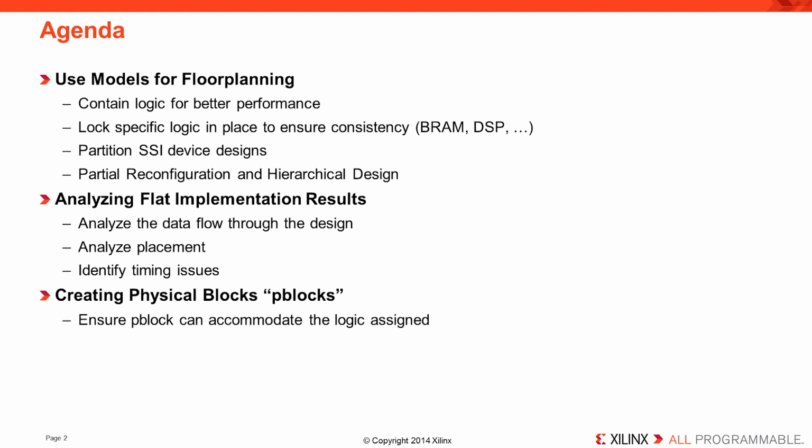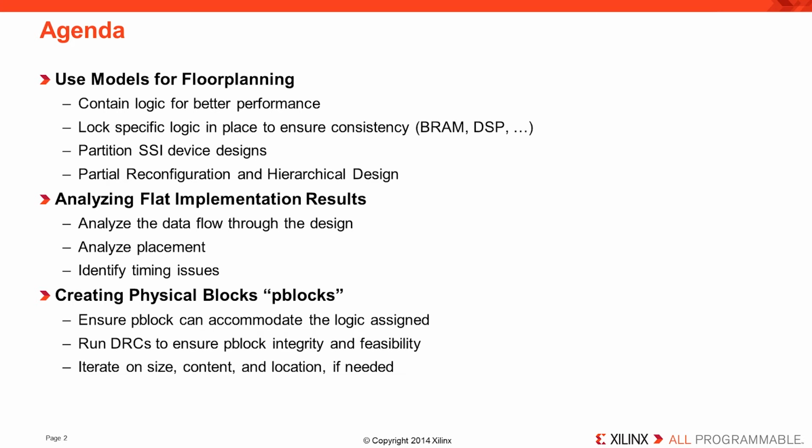We'll show you how you can use the P block properties to ensure that the size and shape of your P block can accommodate the logic you've assigned to it. There's a set of design rule checks that can be run to ensure your P block's integrity and is feasible for implementation. And often floor planning requires iterations on size, content, and location to meet timing. But once you've got a floor plan that works, it can be used to ensure consistency in subsequent runs or design modifications. We'll then finish up by showing you how you can lock specific logic modules or logic instances in place to ensure consistency in subsequent runs.